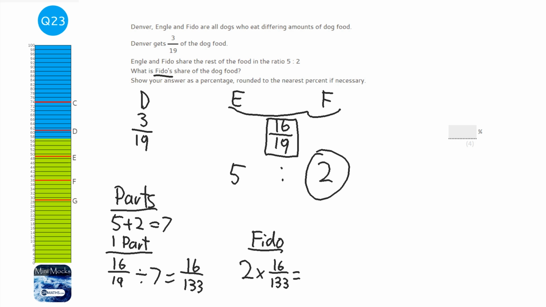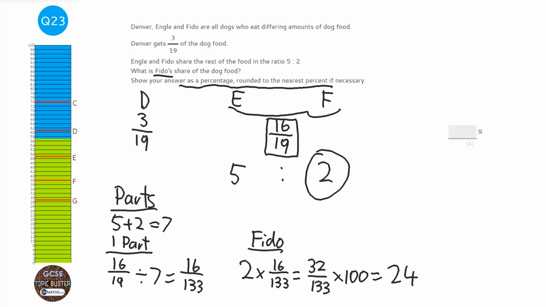So I'm going to times that by 2 on the calculator, which is 32/133. Now it does say show your answer as a percentage rounded to the nearest percent. So to work between fractions and percentages, I just need to times by 100. I'll do it on the calculator, times by 100, and press S to D if it comes up as a fraction, and it says 24.060 and so on. So to the nearest percent, Fido gets 24%.